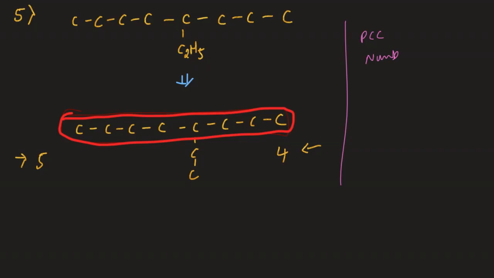We have to choose right to left, because if you choose from left to right, you get number 5. We want the lowest number for the substituent, not the highest. So don't choose left to right; choose right to left. After choosing right to left, the numbering is 1, 2, 3, 4, 5, 6, 7, 8. Now after numbering, what is the next step? Write down the IUPAC name.